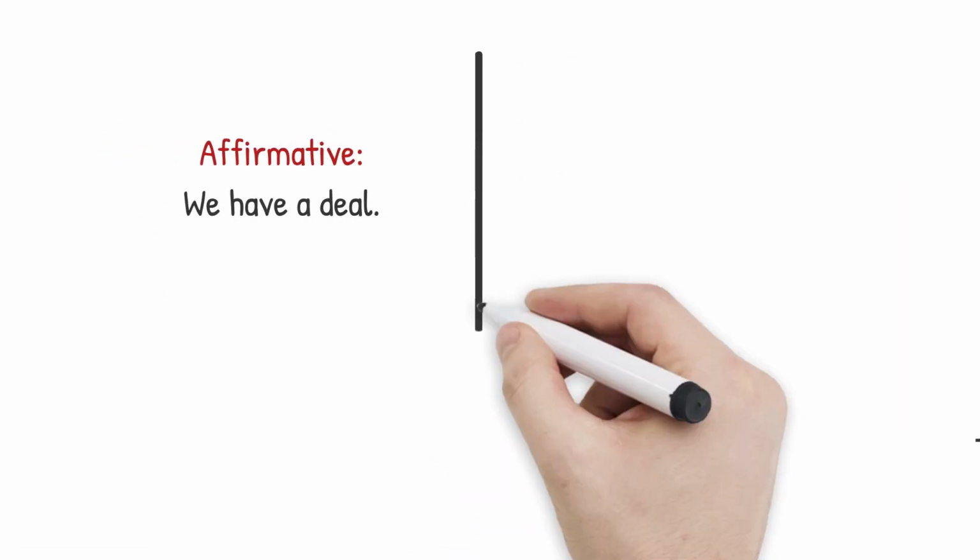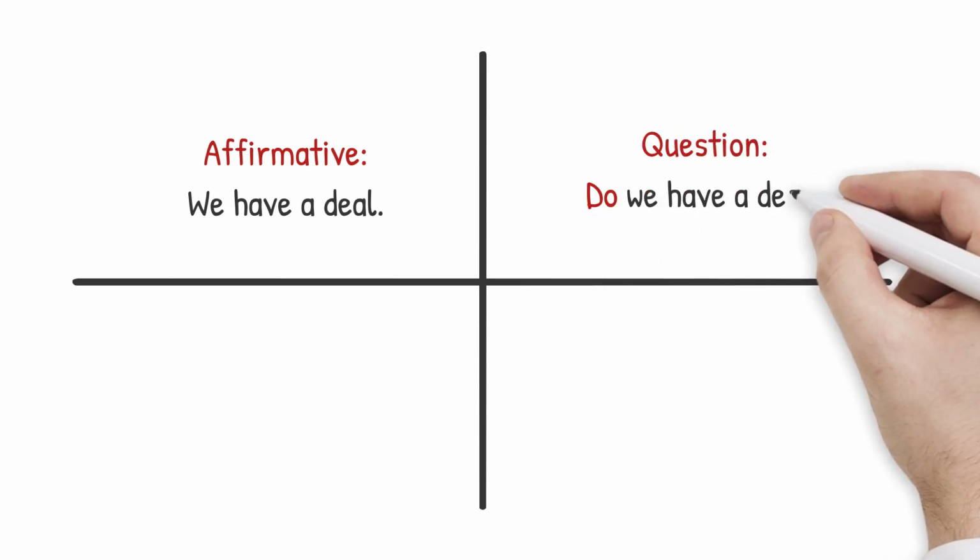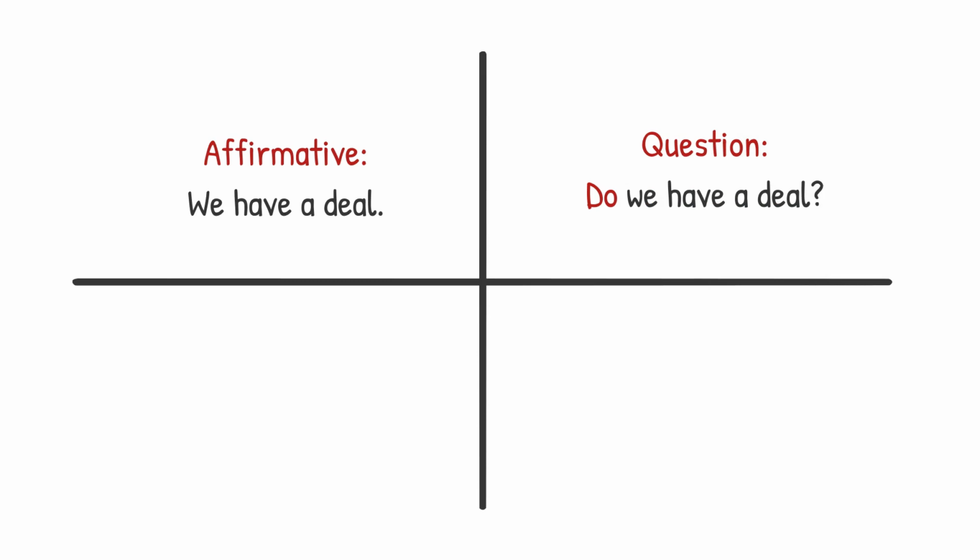Here you can see the affirmative sentence, we have a deal. It wouldn't make sense to just switch the verb and the subject pronoun like we do for type 1 questions, because then we would end up with, have we a deal? So here we bring in the form of the verb to do as used with plural subjects in the present simple tense. That is do. Put do before we and you get the question, do we have a deal?